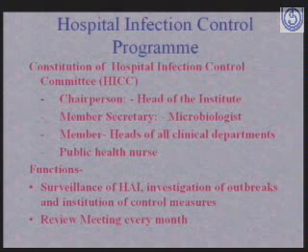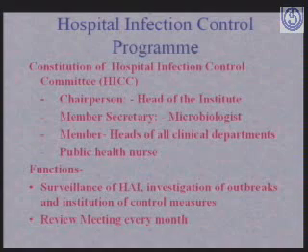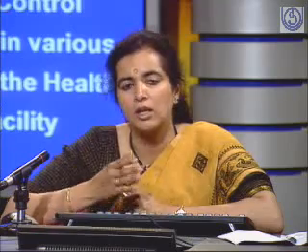So this is how the committee is constituted, and they have to meet at least once a month or once in 3 months at least. It depends from hospital to hospital, and their functions include surveillance of hospital-acquired infections within their hospital, investigation of outbreaks, and institution of control measures. So that's the role of the Hospital Infection Control Committee. And then they formulate policies like the antibiotic policies and waste management policies, everything with respect to their institution and what would work for their institution.